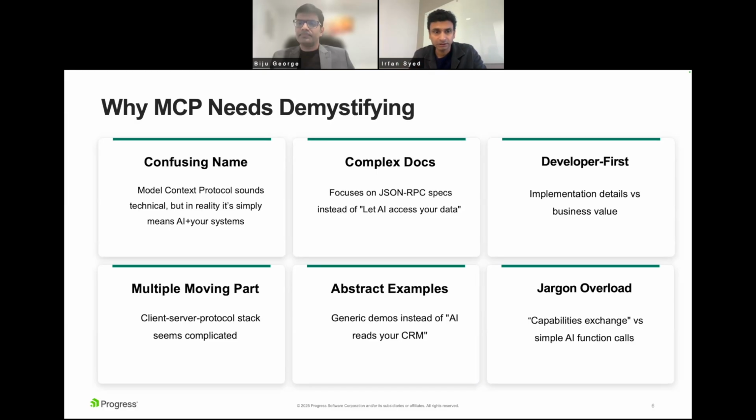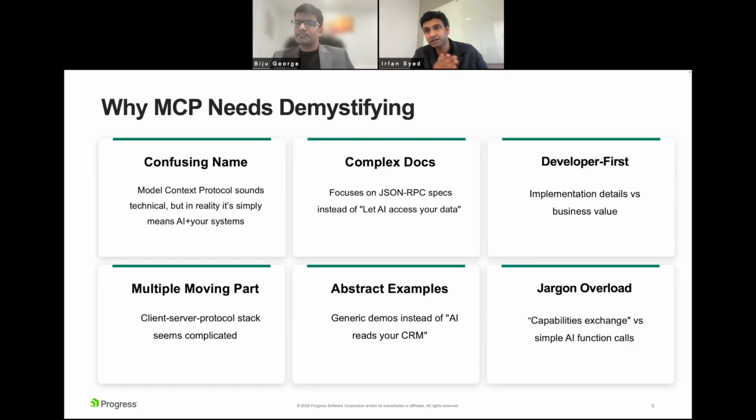Abstract examples and demos. If you look at the demos of MCP server, each one will be very, very different kind of hello world examples. Instead of saying that AI reads your CRM data, AI reads your own application data, you have very generic examples which do not add a lot of business value.